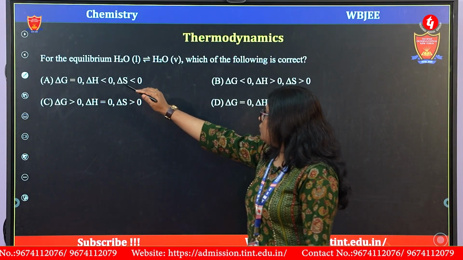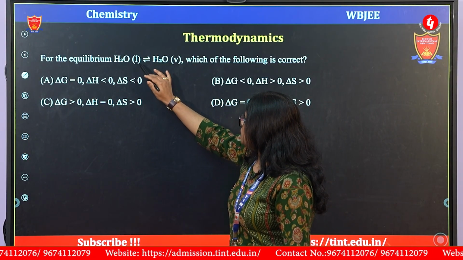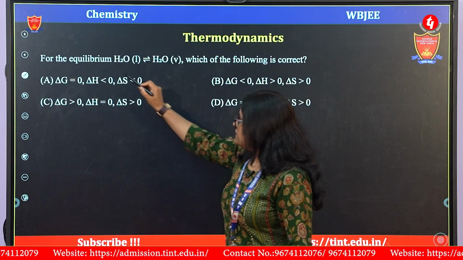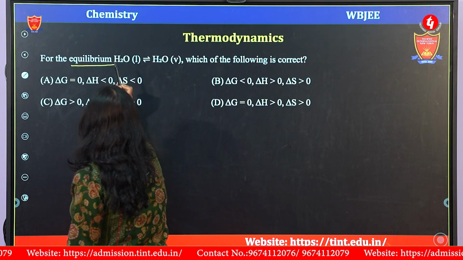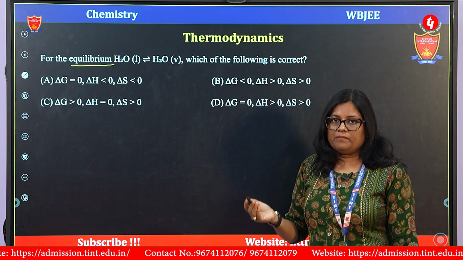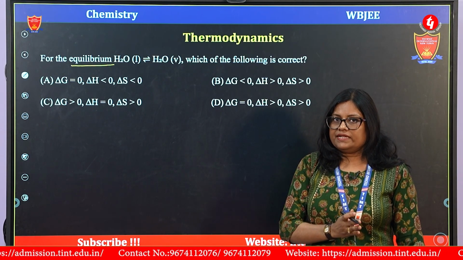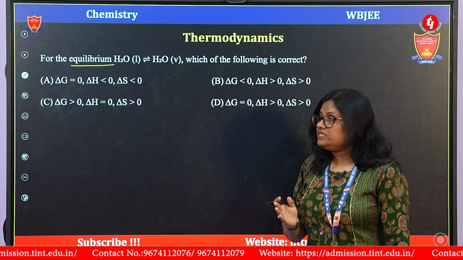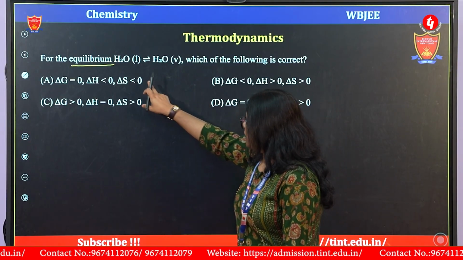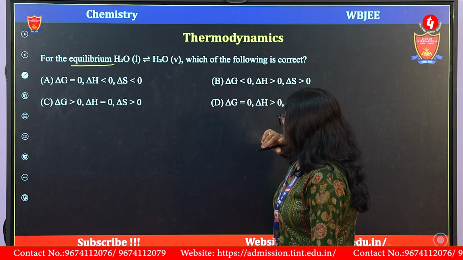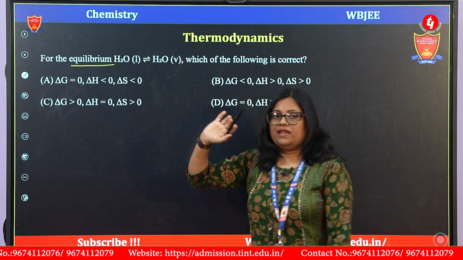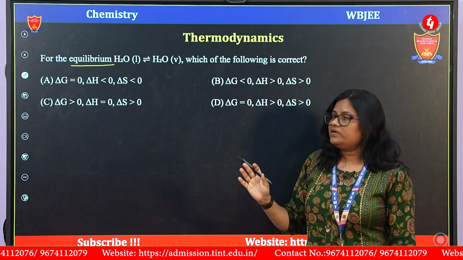Next question is, for the equilibrium H2O liquid to H2O vapor, which of the following is correct? This is an equilibrium process. For an equilibrium process, delta G is 0. Remember that for spontaneous it is negative, but at equilibrium delta G is 0. So, this may be correct or this. Between A and D, you can see the enthalpy and entropy. Here for enthalpy and entropy we will consider the forward reaction.